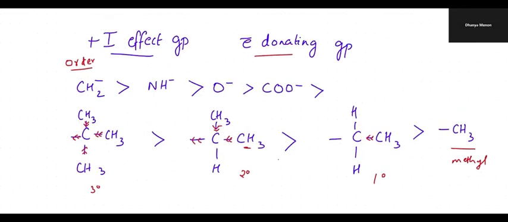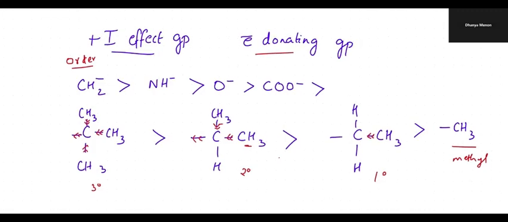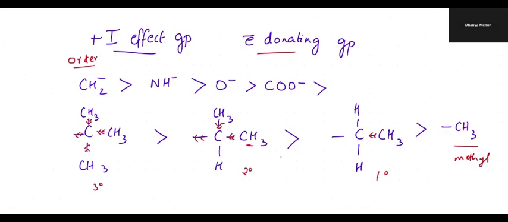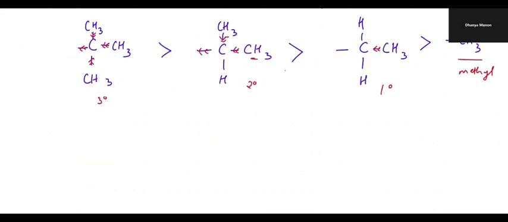Here also in between, there are a lot of groups in between. So just taking some important groups. So if needed, during the questions, we will include some more information here. So how does plus I effect group affect the acidity? For minus I effect group, the acidity will increase. Now, acidity order.